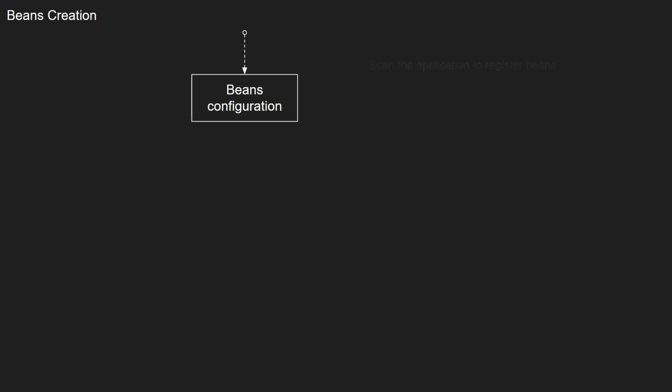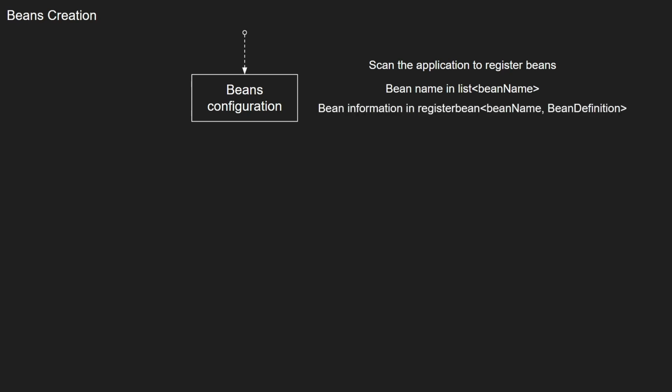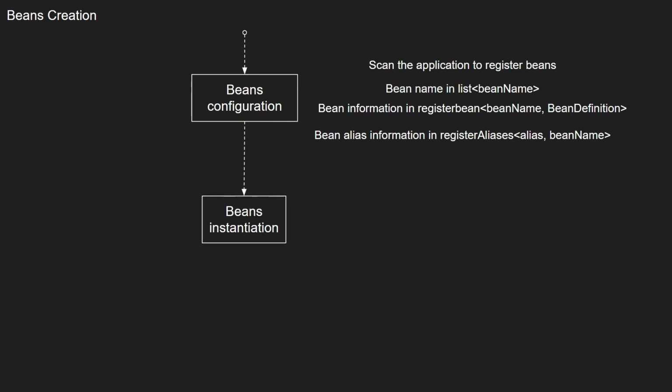In the bean configuration, there is no actual bean creation, but it configures certain things. Spring scans the application and registers the beans. What does registration mean here? It creates a list of strings which contains the bean names, and also it stores the bean information in a map called registeredBeans, and this map is of type String and BeanDefinition. What is a bean definition? We'll see that in a while. Also, it creates a map called registeredAliases, and this map contains the alias name as the key and bean name as the value. Once the bean configuration is done, bean instantiation starts.